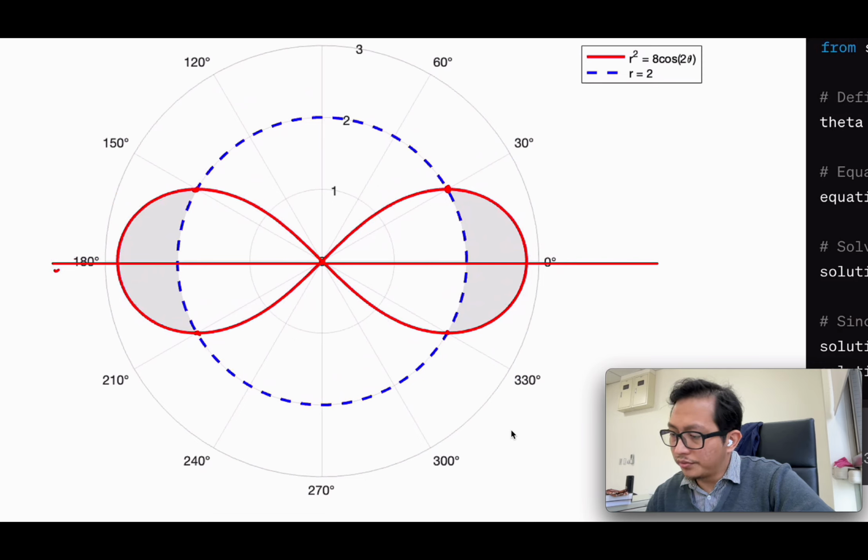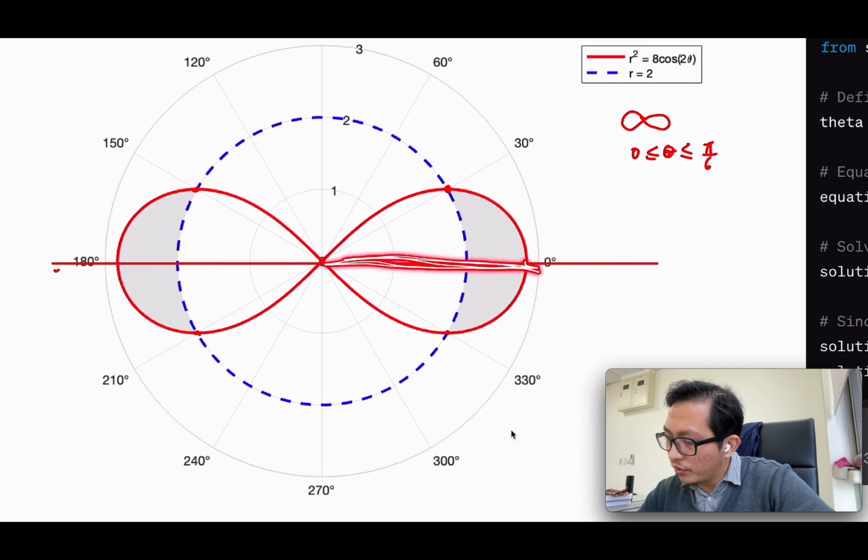Okay, now if we would like to explore the area only for the lemniscate, the one that looks like an infinity symbol, from, let's say, 0 to pi over 6, it means that we are going to take from the polar axis, move here and then stop here. So this is our area.